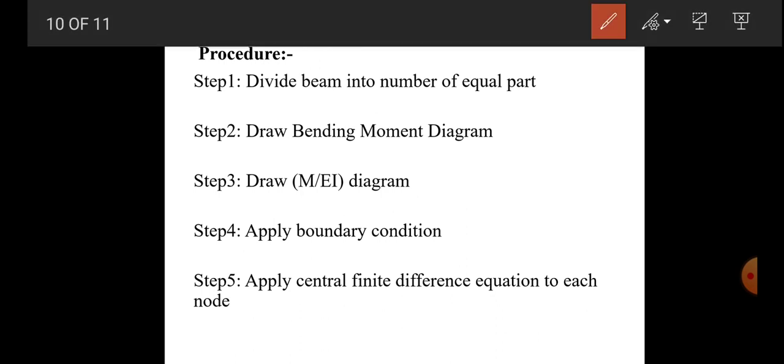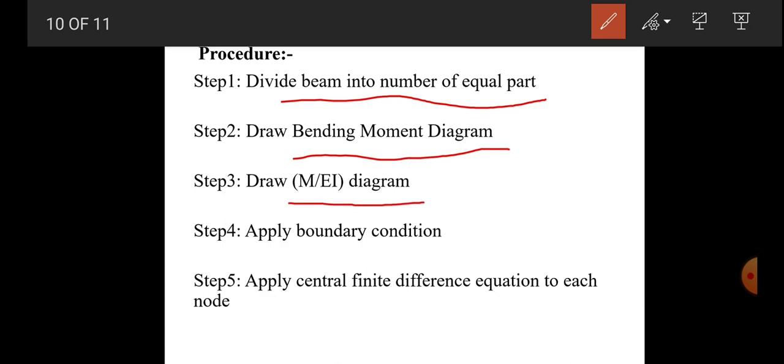The steps are: first divide the beam into equal parts, and we will get nodes. Then draw the bending moment diagram, then draw the M by EI diagram. The next step, apply the boundary conditions, and the last step, apply the central finite difference equation to each node. By using these steps we can solve finite difference method problems.